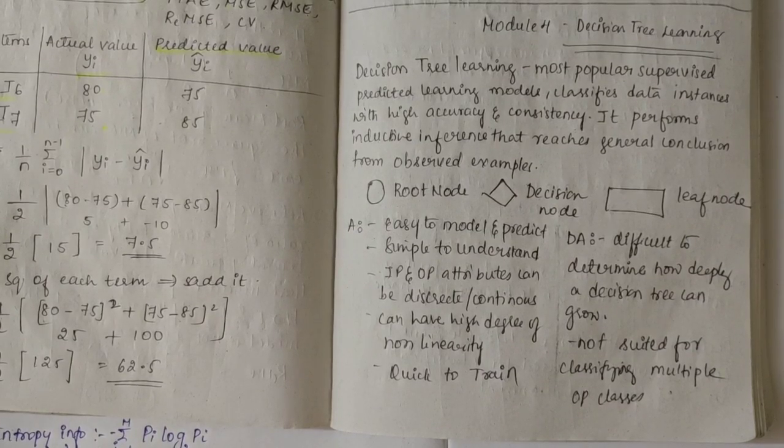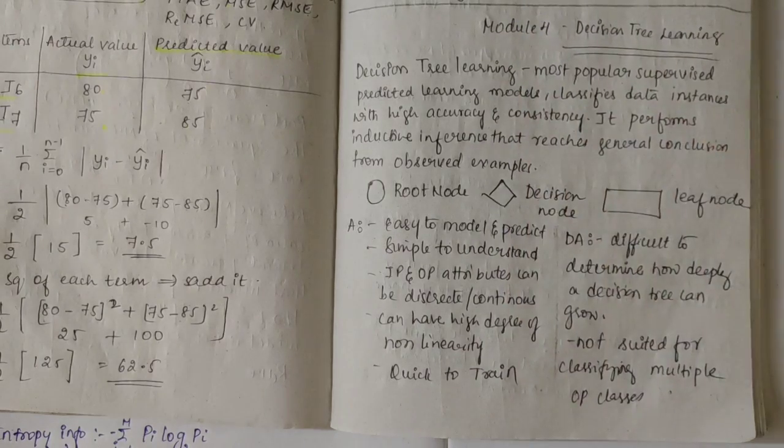In this video, we'll be looking into the important topics of the fourth module. If you have not watched my previous video, I've uploaded all the important questions module wise. So this will be an extension to that. I'll be discussing the fourth module answers or topics, starting from decision tree learning.